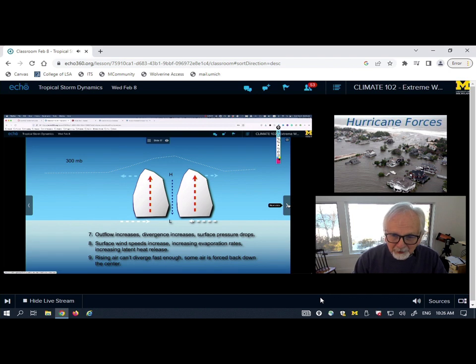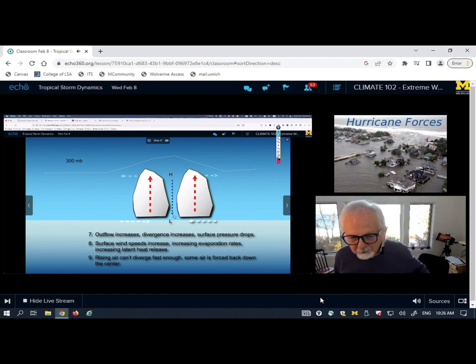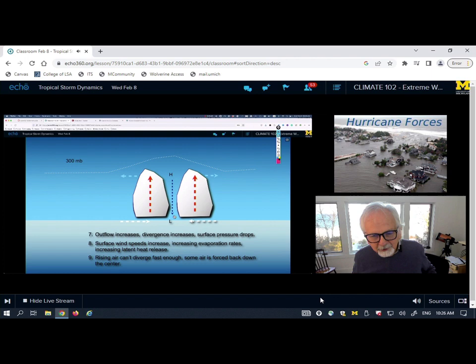Eventually, that same process is such that this rising air is rising so fast, these clouds get so strong, this high pressure simply can't pass the air out fast enough from the center. And so some of that extra air piling up above the thunderstorms peels down and flows back down the center of these thunderstorms. And that's the mechanism which eventually will produce the eye of the hurricane.